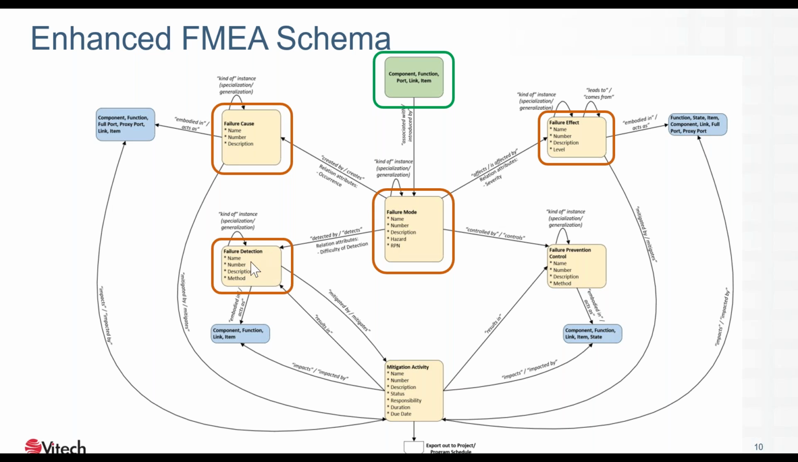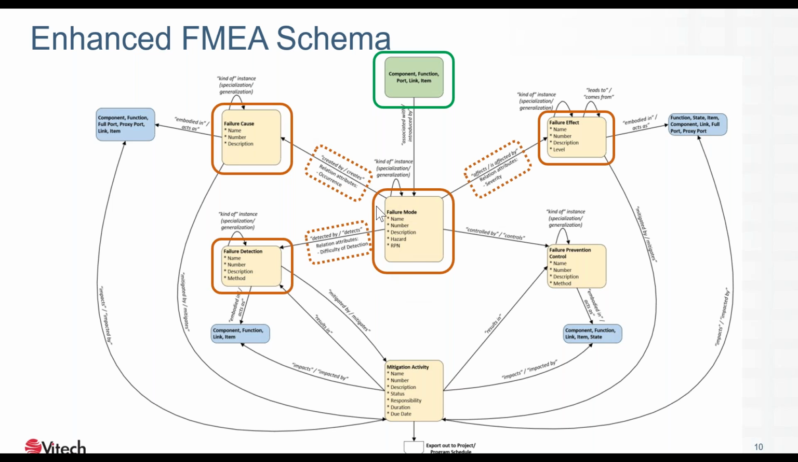And then we have the failure detection over here on the left, which is, is there anything within your system that would allow you to know if the failure mode even occurred? So it's that, is there a way to even understand from a transparency perspective if something happened, a bad thing happened?